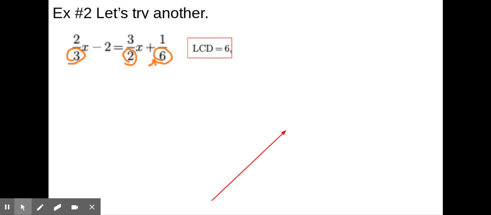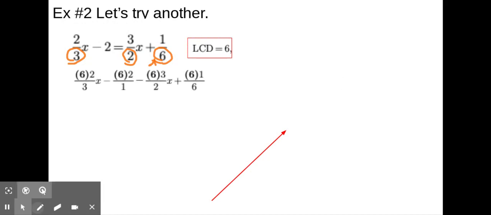So we'll multiply all 4 terms in this case by 6. They should all cancel out the denominators. 3 goes into 6 twice. This one's not a fraction, so we don't have to worry about it. 2 goes into 6 3 times.